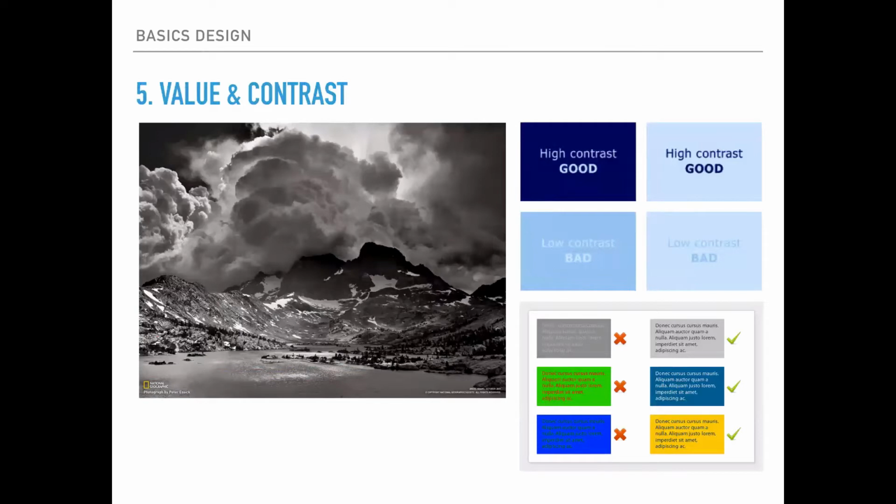The 5th element is value and contrast. So in addition to shapes, high contrast will get your brain's attention. So you'll see that in the upper left-hand corner where the clouds meet the sky, there's a lot of contrast. So a very light color hitting a very dark color. And also there's a high contrast where the snow is on the mountains. And those areas attract our brain a lot more than low contrast areas like the clouds in the middle where they're just kind of a gray mass.